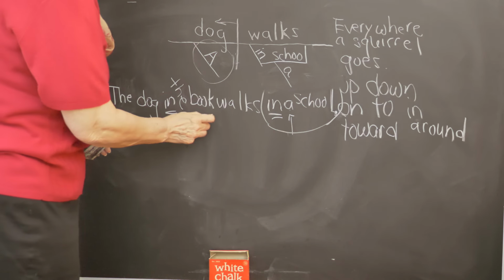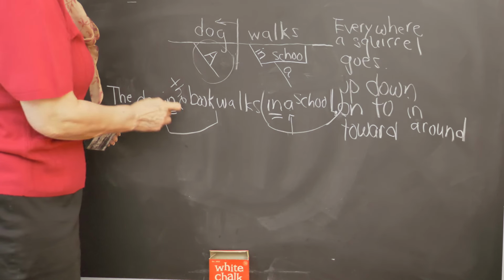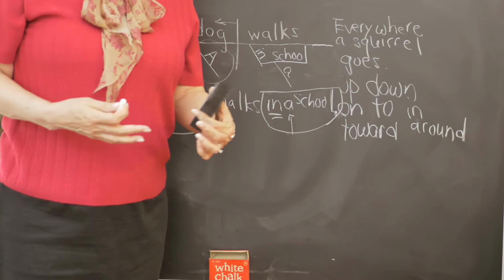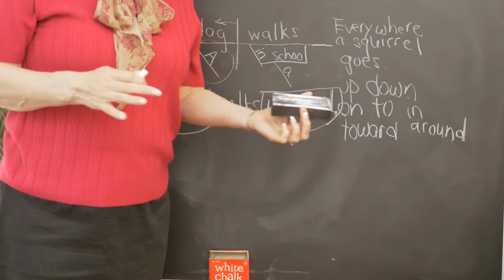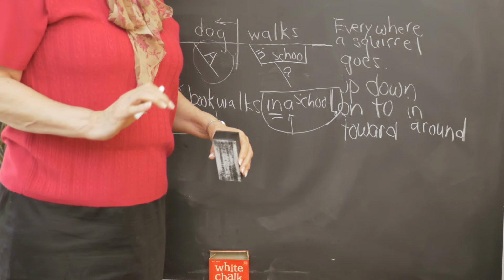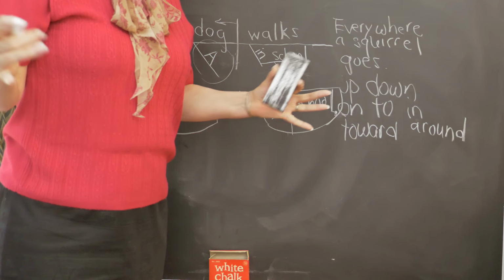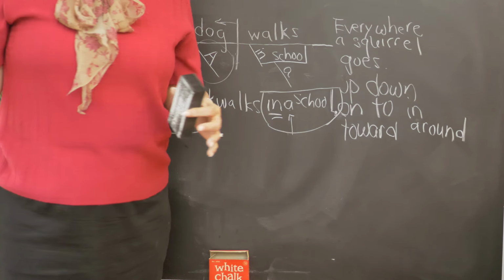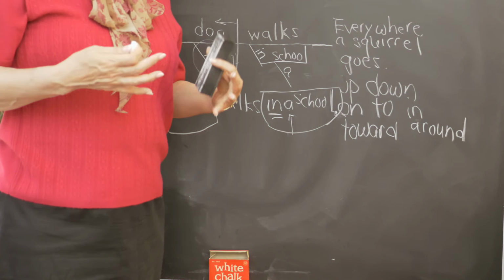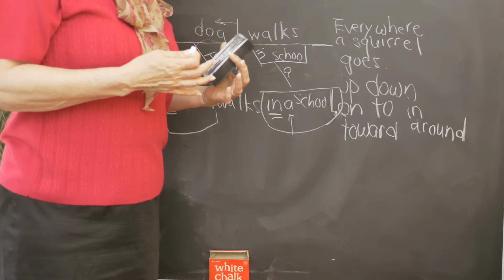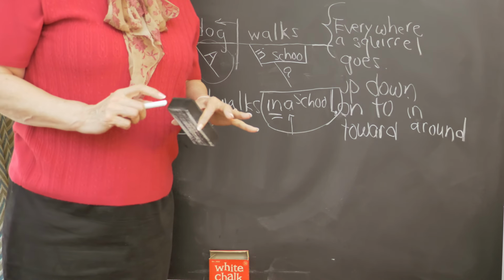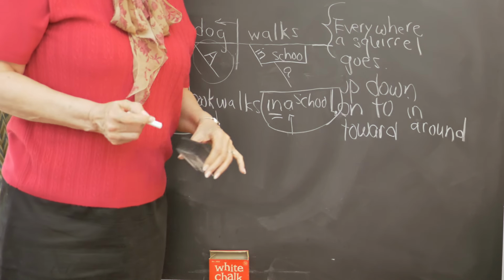Okay, you both are right. In the book. In a school. Do you see how they almost have the same rhythm? In a book, in the school. On a tree, on the floor, on the table, underneath the log, on the ball. It's very easy to start to build prepositional phrases once you remember that most prepositions can be used to describe everywhere a squirrel goes.